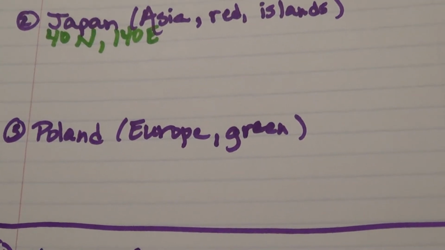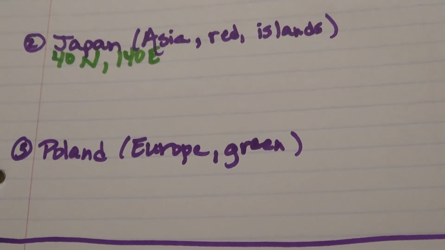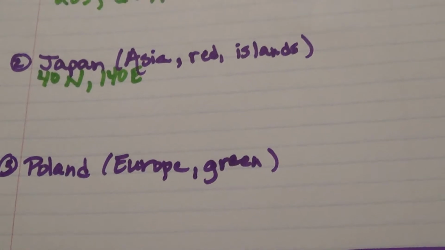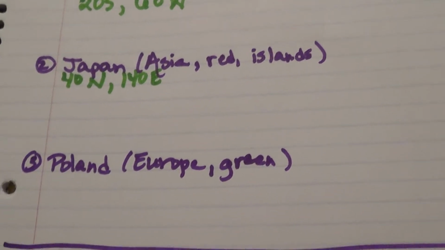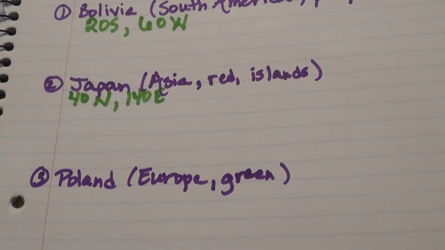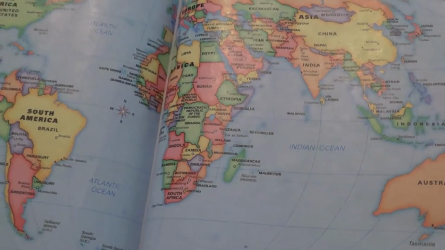Alright, the next one that we are going to do is Poland. And we're going to find the absolute location for Poland, starting with our latitude line, then doing our longitude line, making coordinates like we just did up here. Okay, so Poland, it is in Europe, and it is green. See if you can find it. Pause the video if you need to.